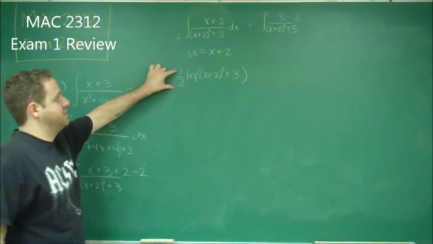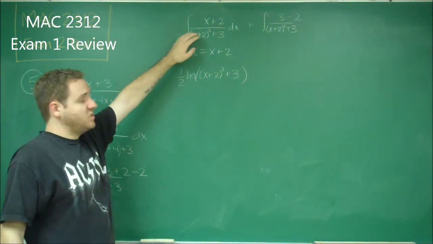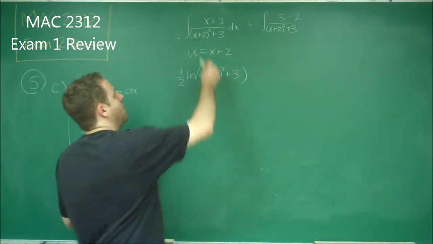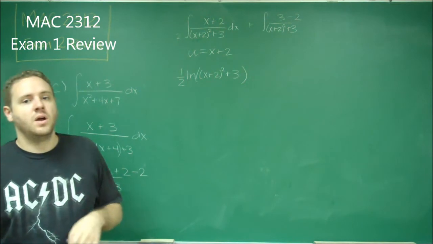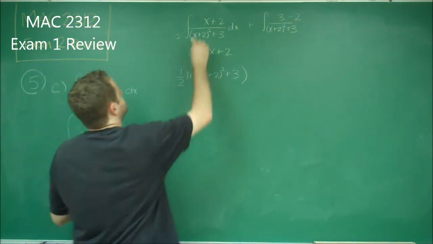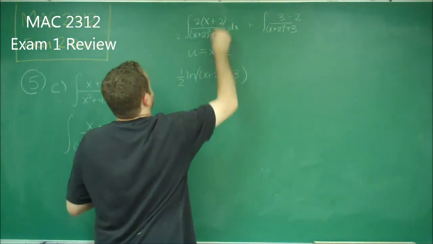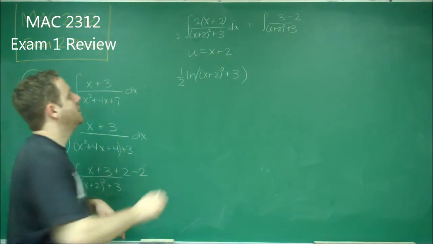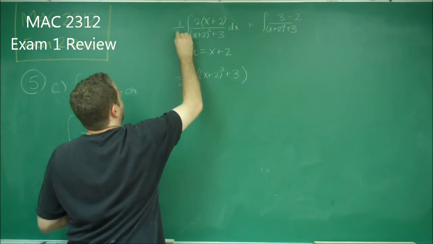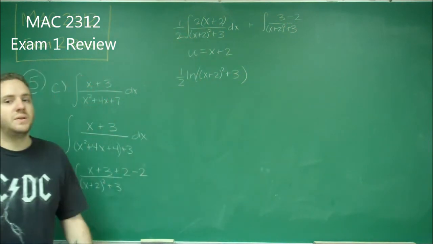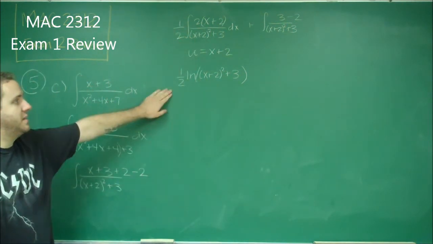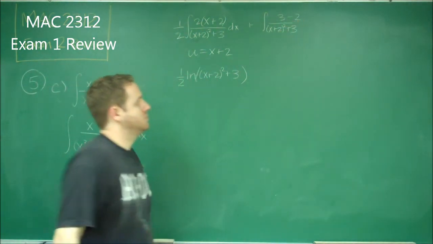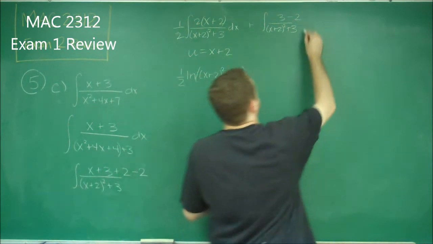Alright, so this 1/2 just comes from the fact that the actual derivative of the bottom is 2 times x plus 2. On the top, we just had x plus 2. A way a lot of students like seeing that is, if I put a 2 here, now the top is exactly the derivative of the bottom, so I can just say it's ln. But if I put a 2 here, I have to divide by 2 out front, so that I didn't change anything. So that we get that here. This is just 1 over x plus 2 squared plus 3.